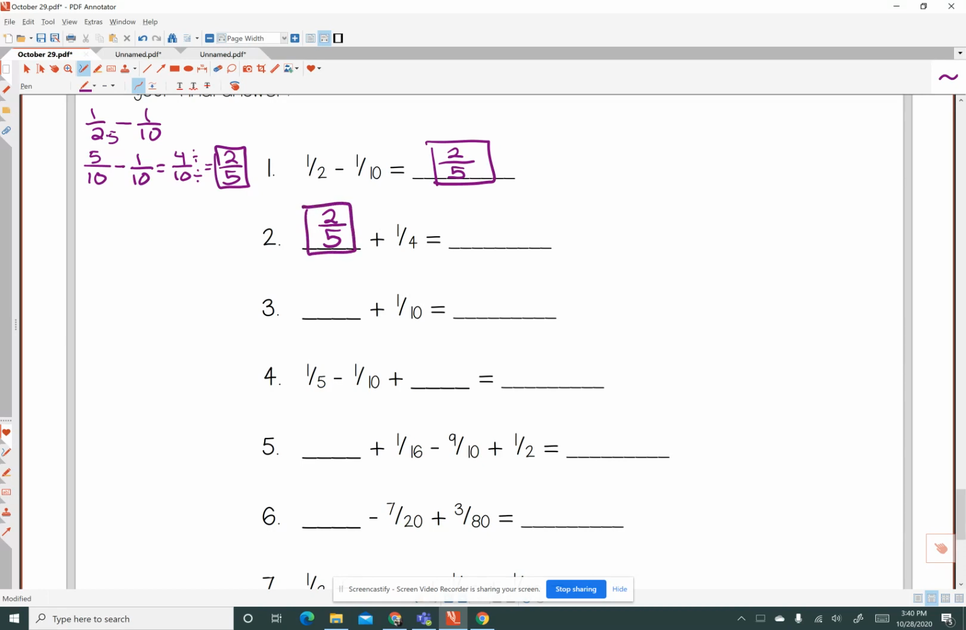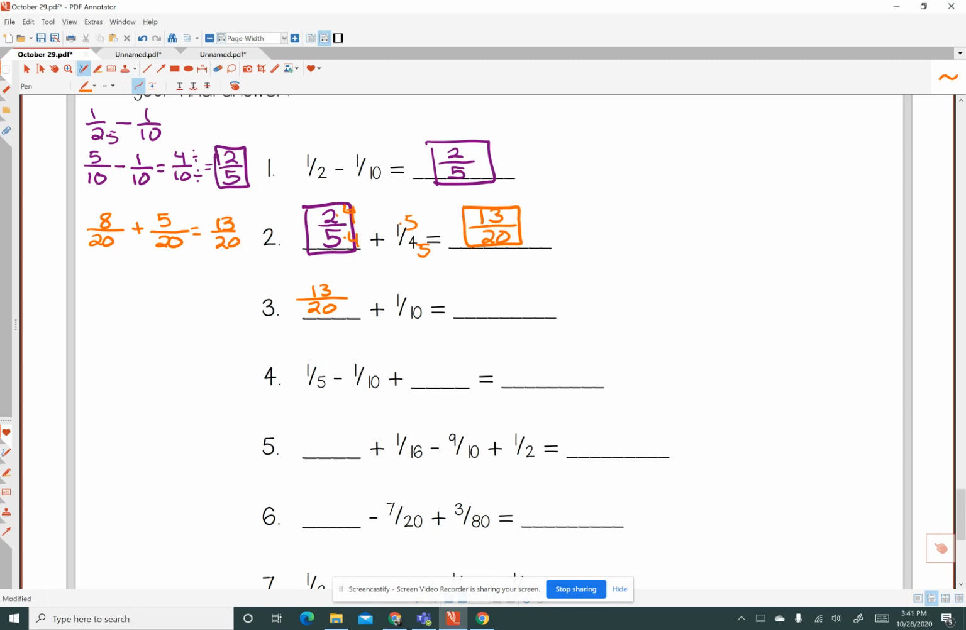So 2/5 plus 1/4. Let's change our color. So least common multiple of 5 and 4 is 20. So we're going to turn those into 20ths. So 5 times 4 is 20. 2 times 4 is 8. 4 times 5 equals 20, and 1 times 5 equals 5. So 8 plus 5 is 13, and that's a final answer, 13/20, which we will put here.